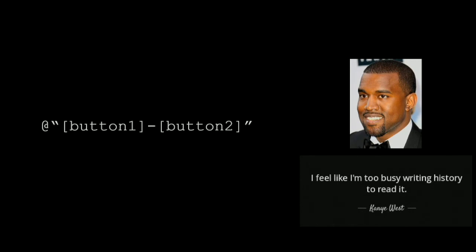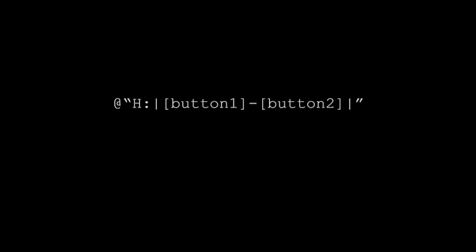Now, in visual format language, views are represented by putting their name in between a pair of square brackets. So button one and button two are obviously views. And spacing between views is indicated by hyphens. We use a single hyphen for a space of 8 points, or we can use a number between a pair of hyphens for any arbitrary spacing between views. We use an H or a V followed by a colon to indicate whether we want the constraints to be applied horizontally or vertically. And if we want a view to be constrained to its superview, we use a vertical bar.